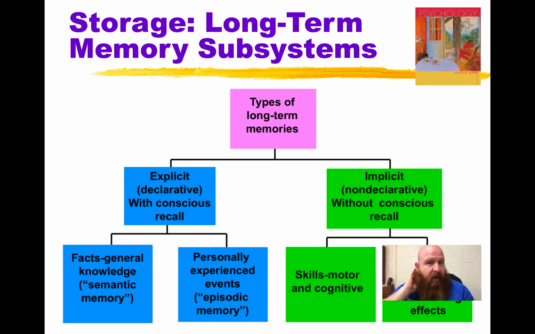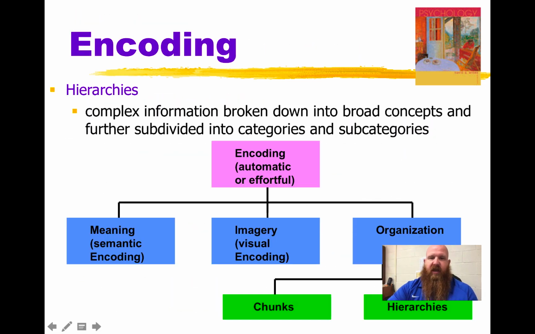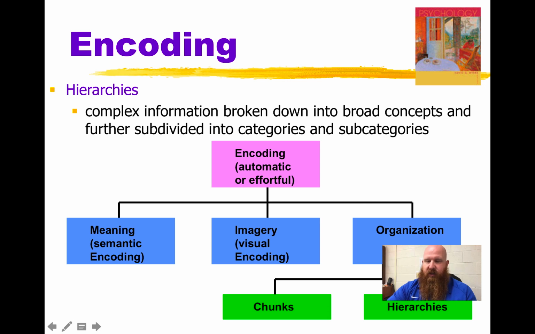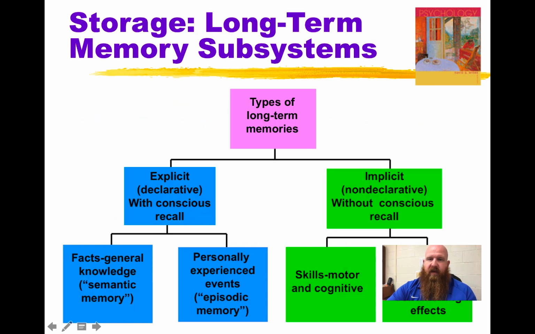And here's the long-term memory subsystem. Here's the short-term memory subsystem, or at least encoding. You've got with the encoding hierarchy, you've got meaning, which is semantic encoding, imagery, which is visual encoding, and organization, chunks and hierarchies. And then with long-term memory, explicit, again, these are things you can consciously recall, facts, general knowledge, or personally experienced events, semantic memory or episodic memory. And then you've got implicit. Again, these are non-declarative. These are the things you do without consciousness. These are motor skills and cognitive.